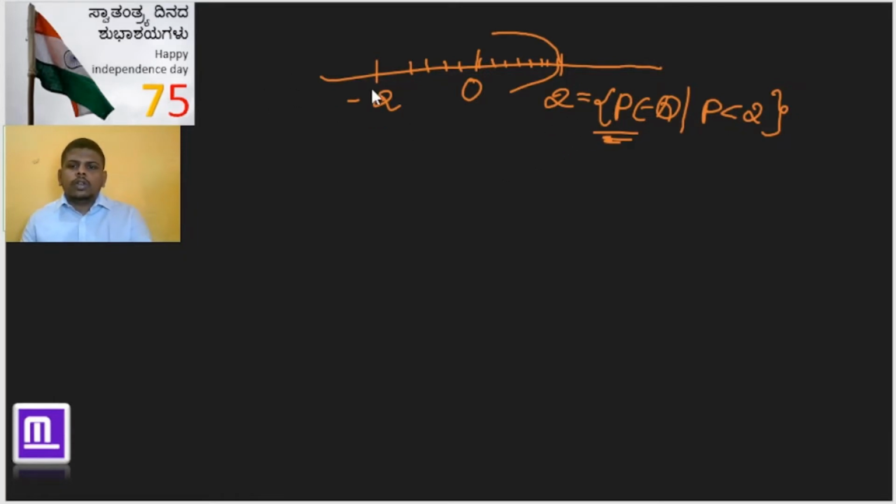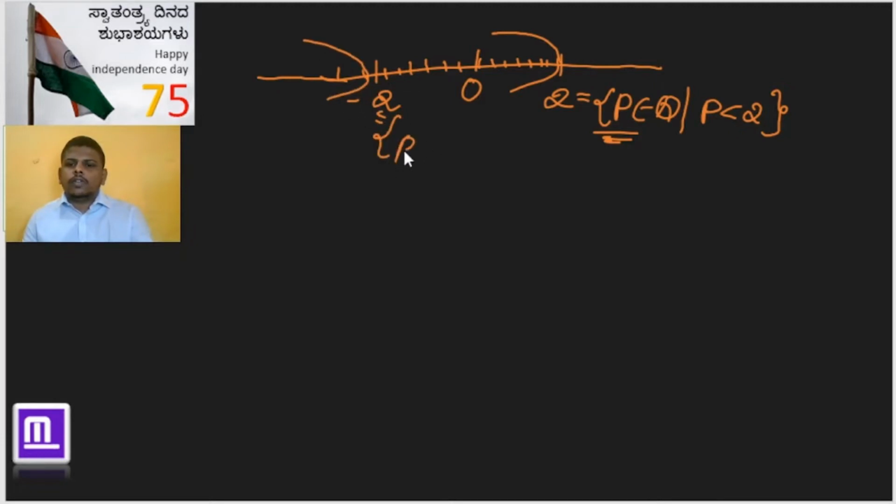But the problem is we don't know the real numbers at the beginning of the definition. That's why we didn't use this. Now we can modify the definition to this one, right? So these are all the rational numbers less than 2. Coming to -2, what will be the cut for -2?